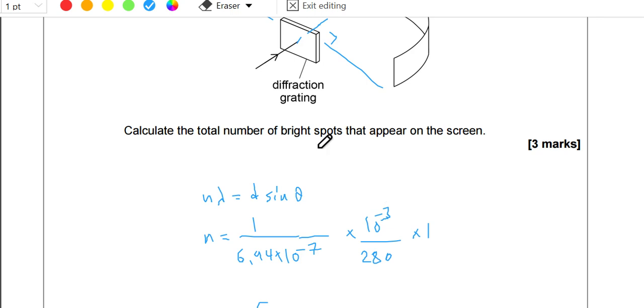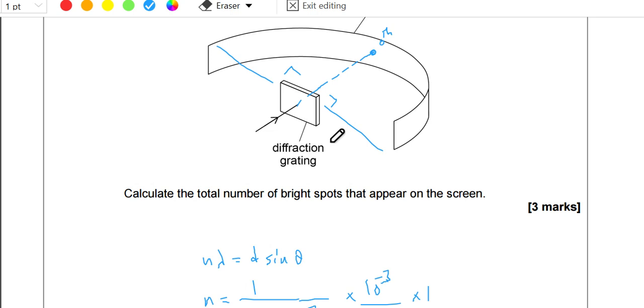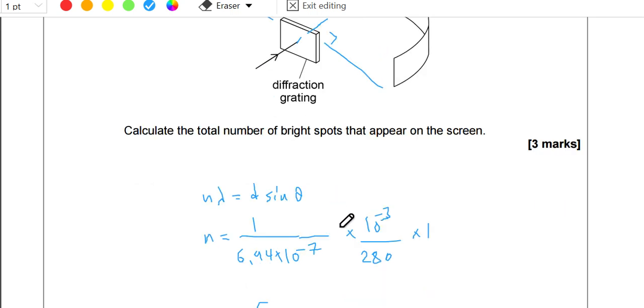For the total number of bright spots, we need to find all spots on the right from 0 to 90 degree diffraction angle, and the same on the left. For the symmetry, we can find what is on the right and multiply by 2, plus adding the zero spot. So here is lambda equal d sine theta.